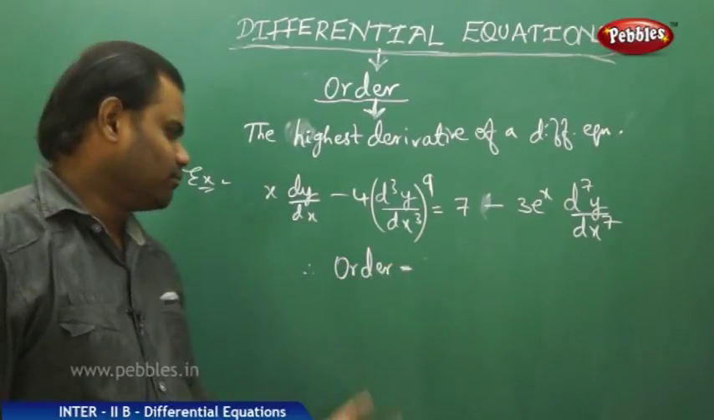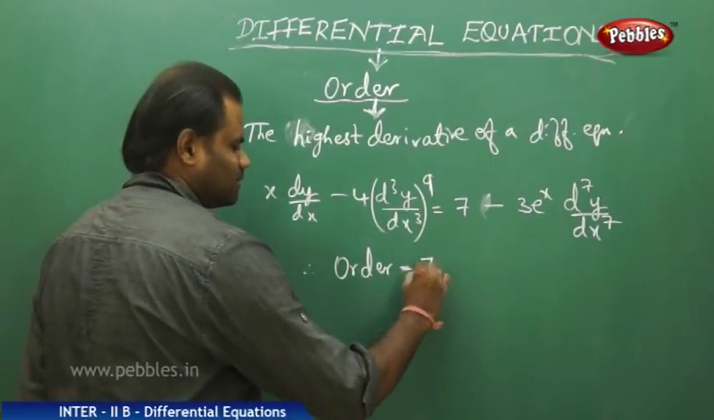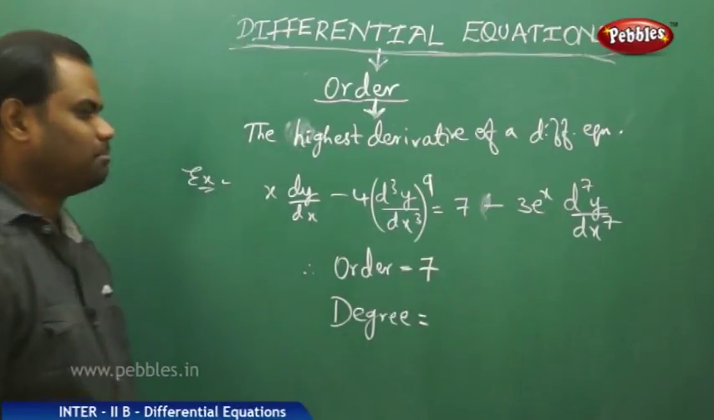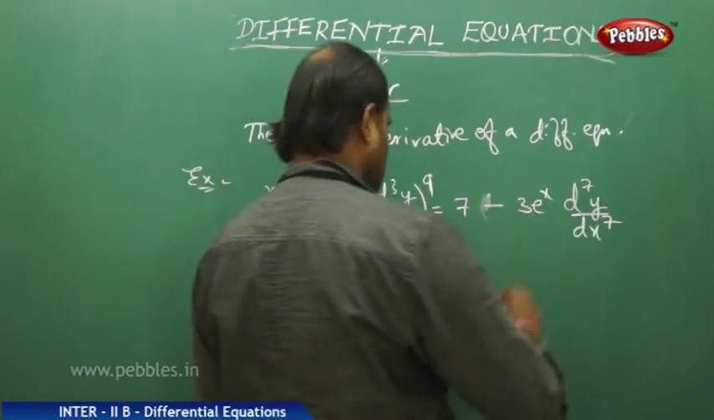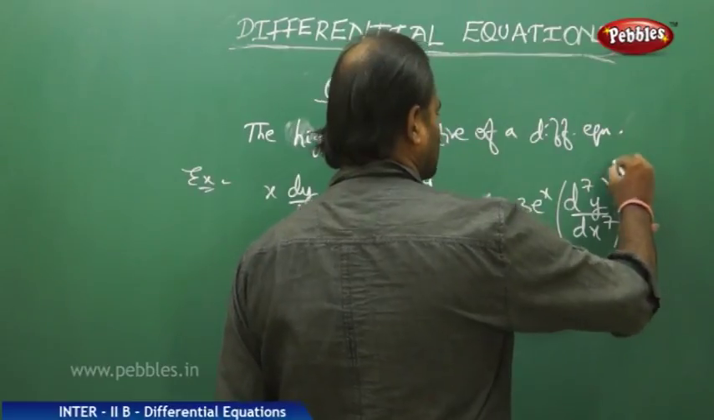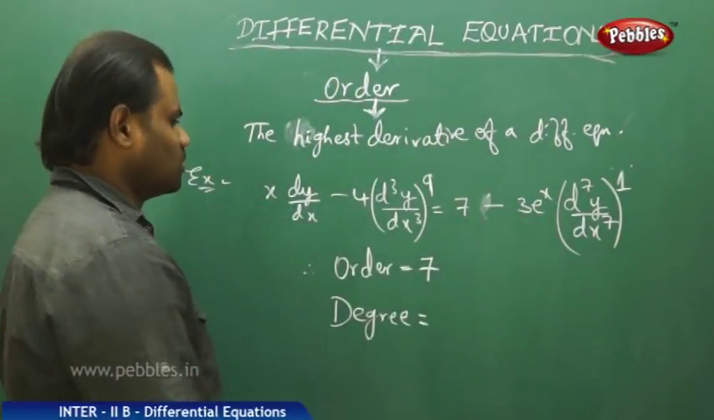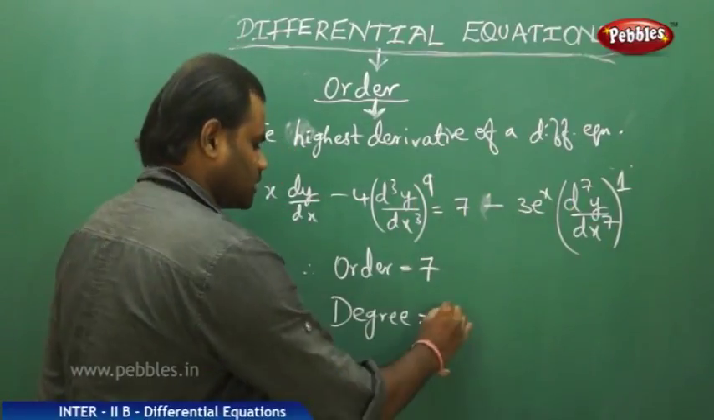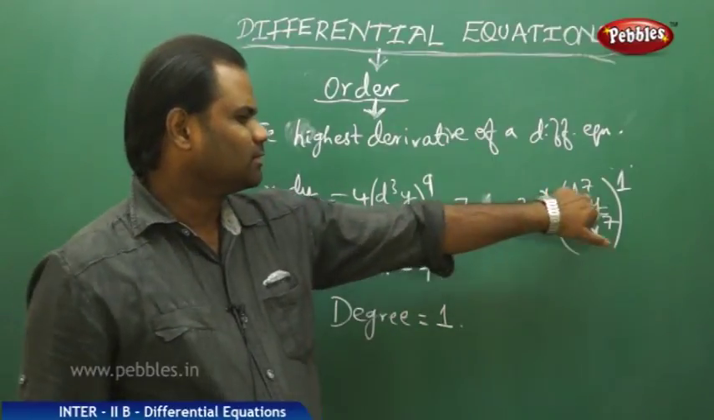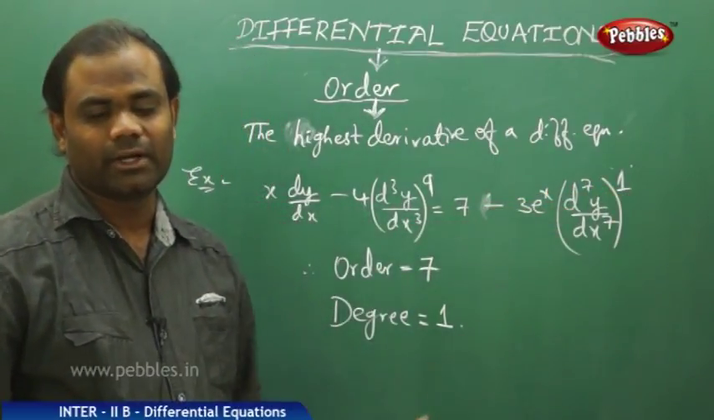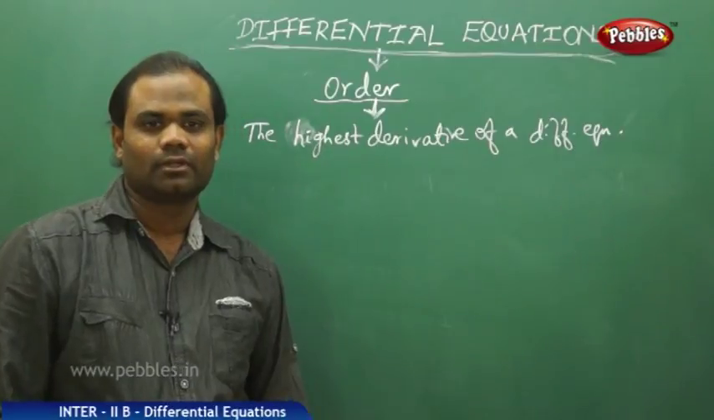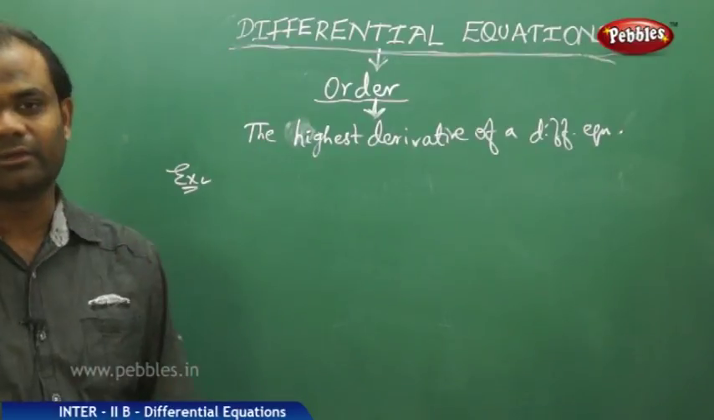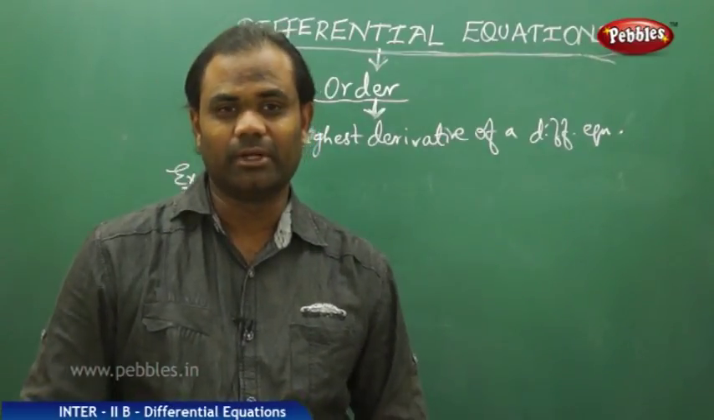Therefore the order of this is 7, and of course my degree is nothing but the power of the highest order. That is, the degree is 1, because the rest of the derivatives are all integral powers, not fractions. Therefore the degree is 1. So order is 7 and degree is 1, is how we understand this. Now let's see another example problem through which we understand the order and degree of a differential equation better.